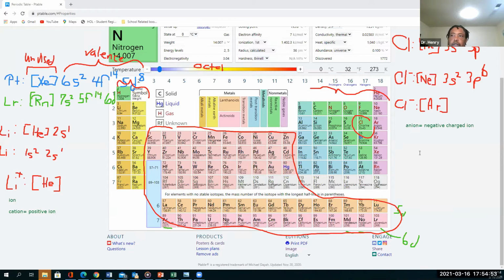Sorry, Dr. Henry. I was distracted by my son when you were explaining lithium. For lithium, we removed one, and that's why it's the positive ion. And for chlorine, we added, and that's why it's negative. That is correct.